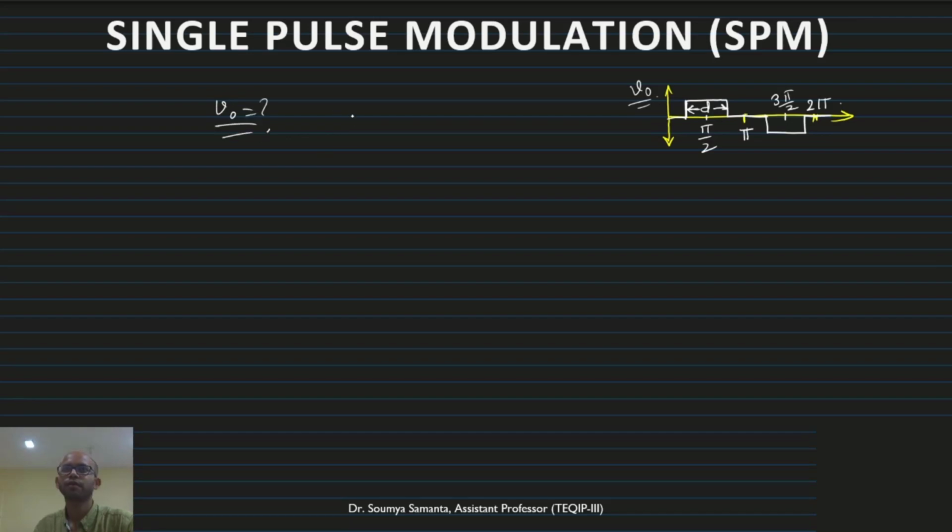For that we have to first find out Bn. What is Bn? By the way, this waveform possesses half wave symmetry and quarter wave symmetry both. You can verify this. Now since it possesses quarter wave symmetry, we will get 4 by pi times the integration from 0 to pi by 2 of this waveform.